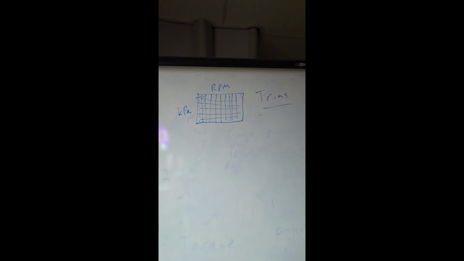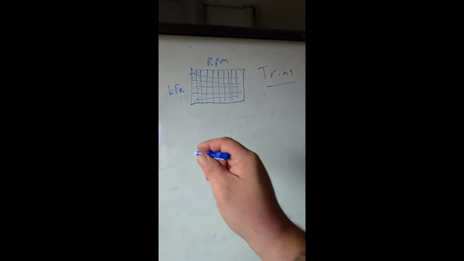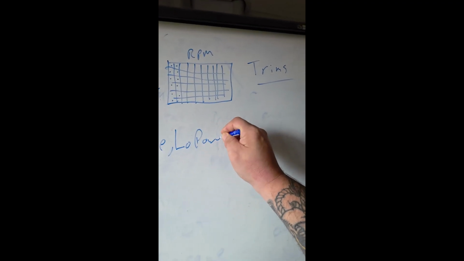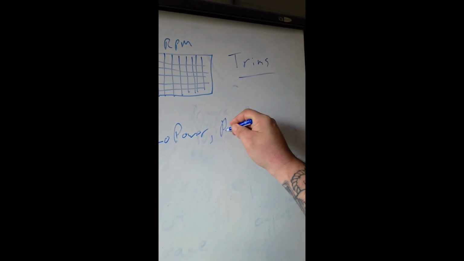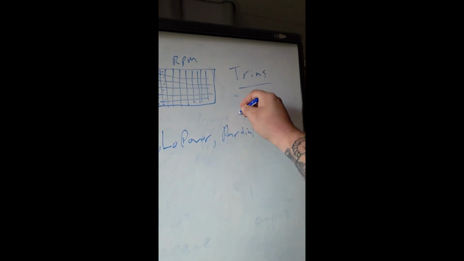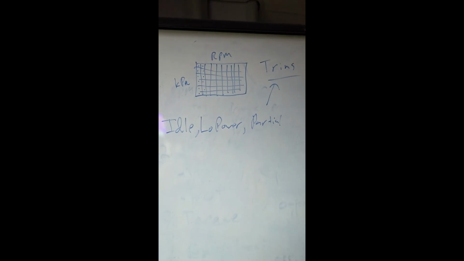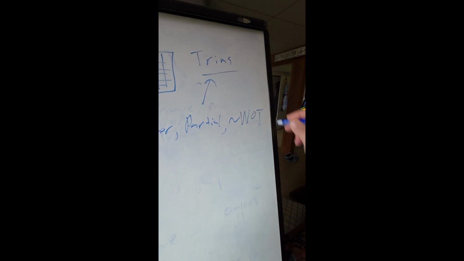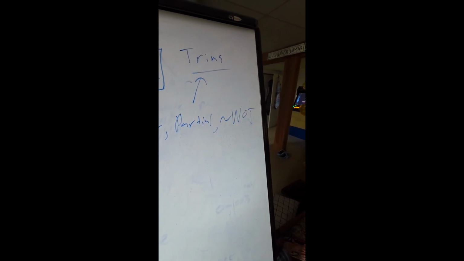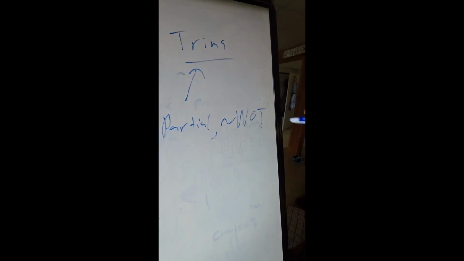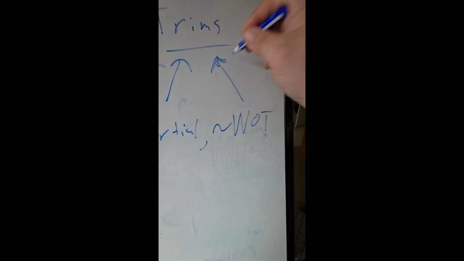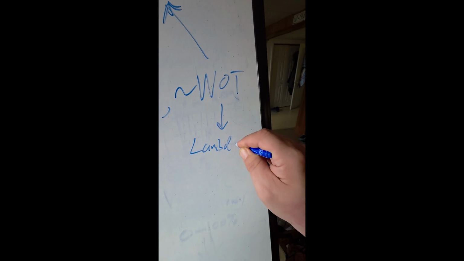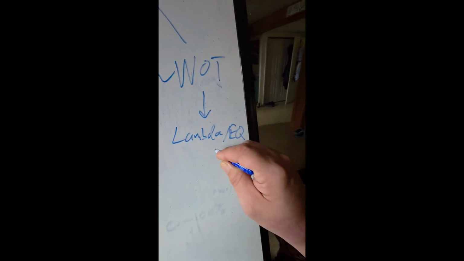So it becomes easy to do a base tune under idle, low power, and partial throttle, all with trims. And it turns out we can do WOT, but WOT is hard to get a lot of data. And so we do, in fact, also look at not only trims when we do WOT, but we go back to the classic lambda or EQ error.